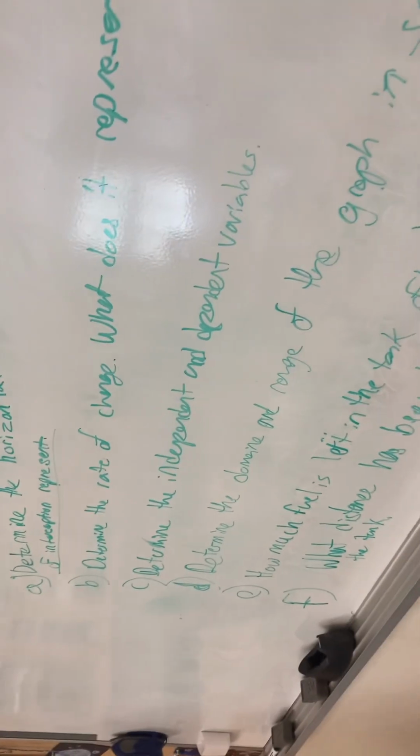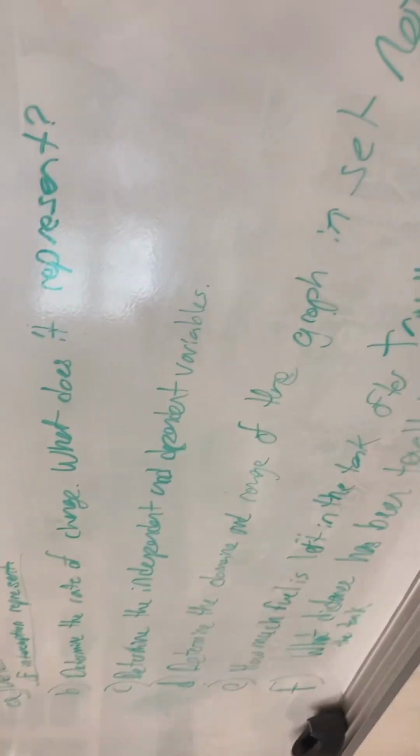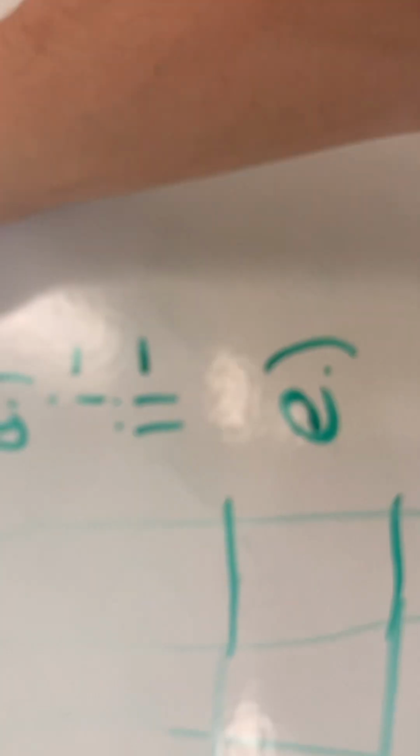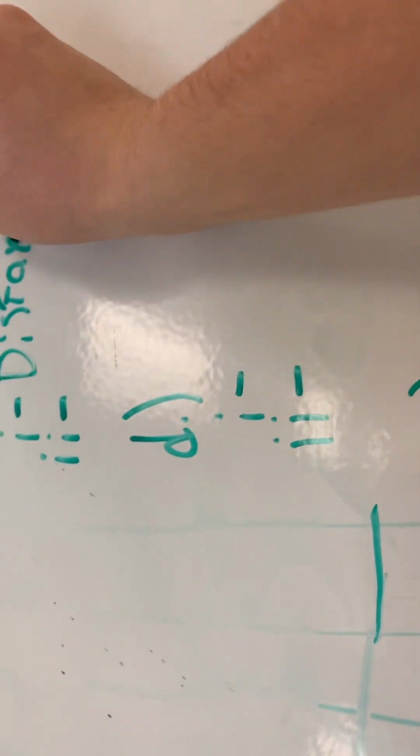Determine the independent variable. So the independent is always the x-axis, so it's the distance in this instance. Yeah, Mr. P's giving me the nod. Distance. And the dependent is always the y-axis, which is fuel left in the tank.